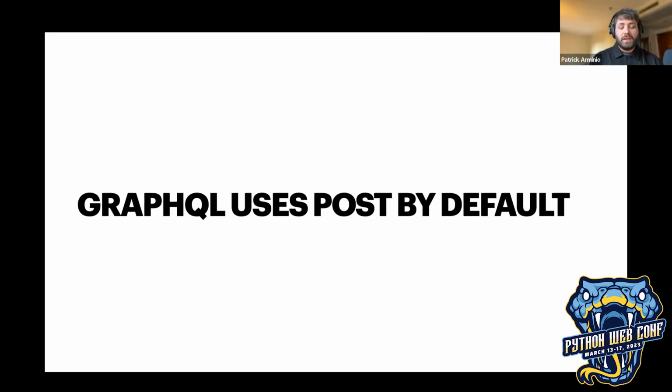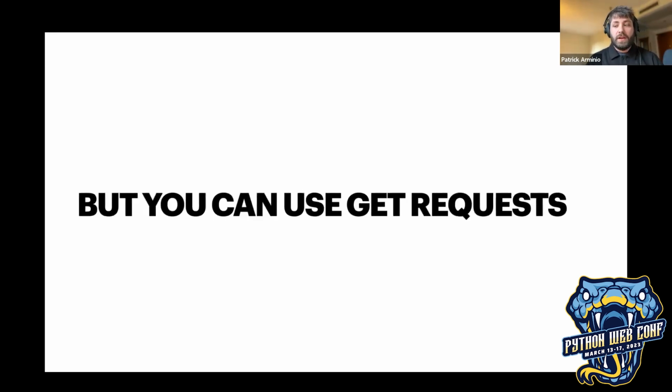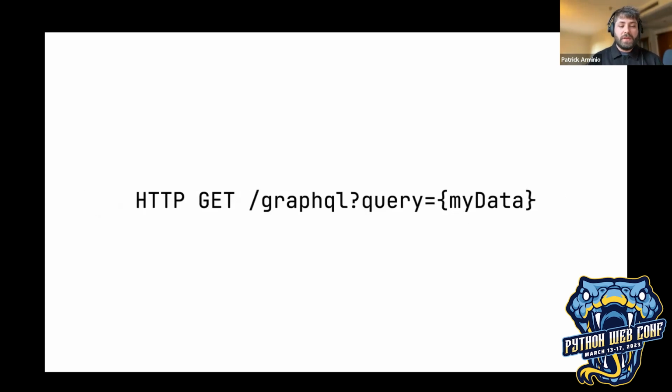But the other thing is, in GraphQL, you can also run mutations, and mutations have to run on POST requests because they run side effects. Otherwise, you will break the semantics of the web. Having said that, you can still use GET requests for queries. For example, you can do something like this. You can do an HTTP GET to /graphql, passing the query as a query parameter, in this case, my data.